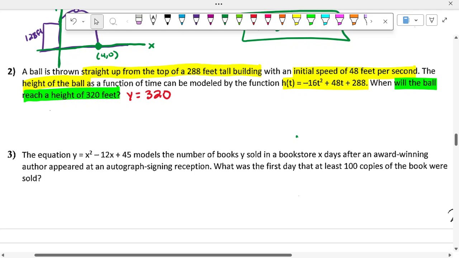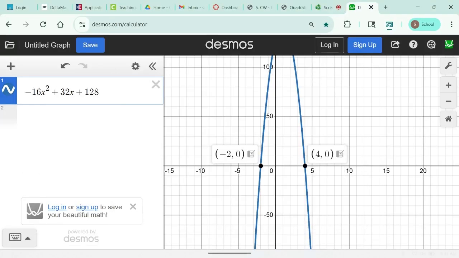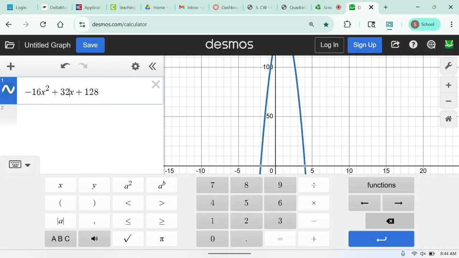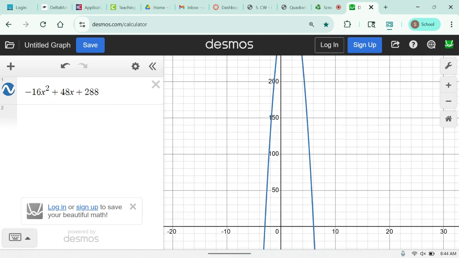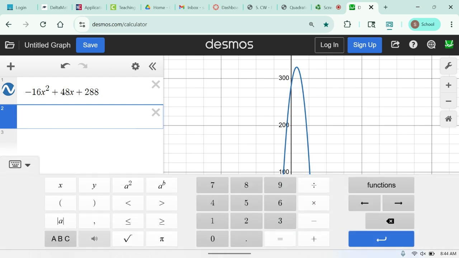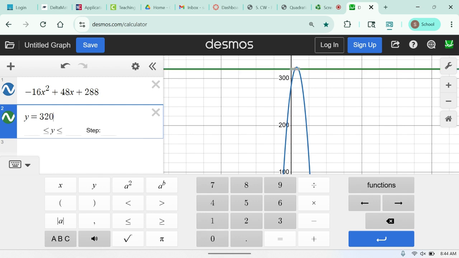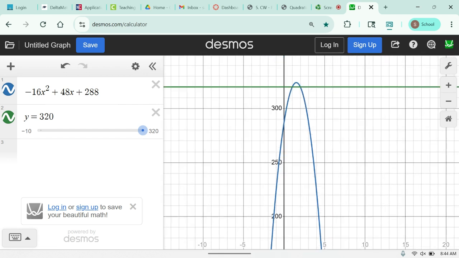So first, I need to graph that equation. You really only need to manipulate the equation that we already have there. So we just have to change this 32 to a 48, and this 128 to 288, was it? Yeah, 288. Now you may have to zoom out just a little bit. Now, I then want it to be at y equals 320. So it's all the way up here, almost to the peak. So I'm going to zoom in just a little bit so we can see it.